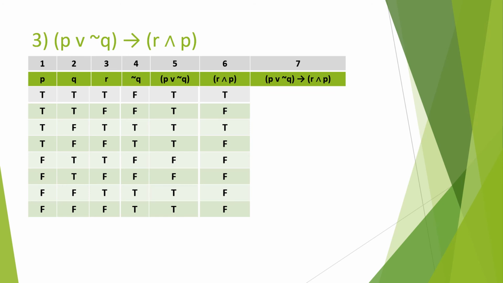So first one is true implies true, that is true. Second is true implies false, that is false. Next is true implies true, that is true. Next is true implies false, that is false. False implies false is true. Again false implies false, that is true. And the last two are true implies false, so those are FF.